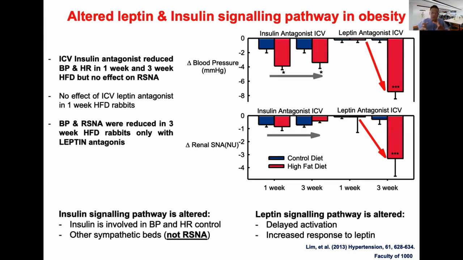So with this study, we concluded that the insulin signaling pathway is altered, but this is not driven by the renal sympathetic nerve activity. Whereas the leptin signaling pathway is altered, but there is a delayed activation, and there is an increased response to leptin in the high-fat diet-fed obese animals.